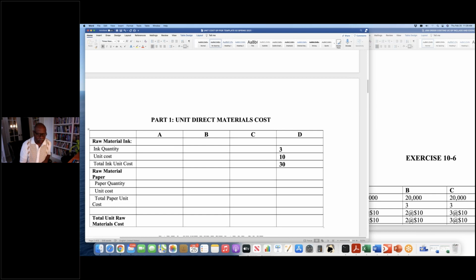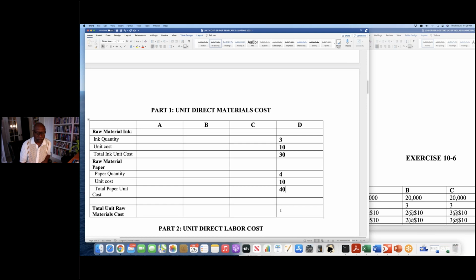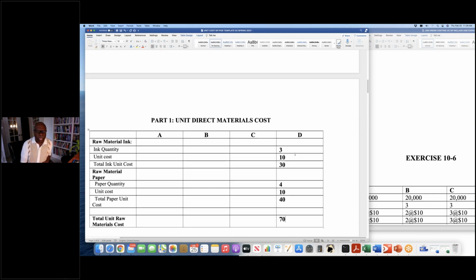Let's go to the paper. How much paper are you using? 4. What's the unit cost of the paper? 10. So what's our total cost? 40. So what's our total raw materials cost then? 70. Even if I change it, you're supposed to be understanding concepts, not memorizing. If it's changed up, you understand what's happening. So now we got the 70.